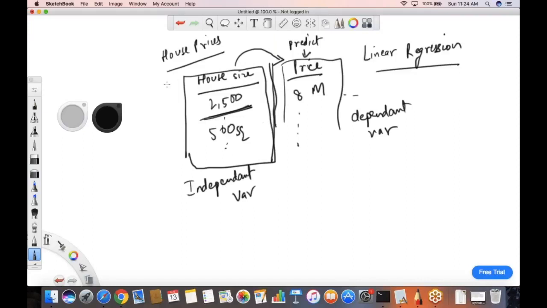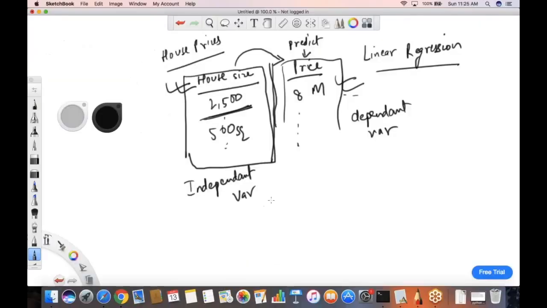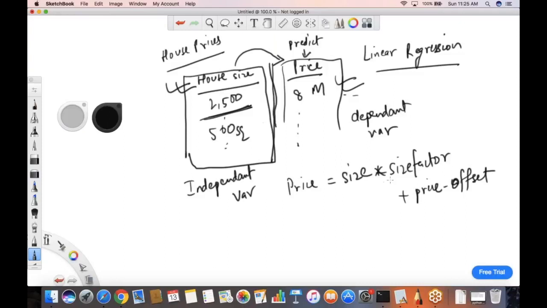So basically, we are going to use the house size to predict house price. How? By the equation that we just saw there. So price equals the house size times size factor plus price offset. So we know what the price is, we know what the size is, we don't know what the size factor and the price offset are. Okay, TensorFlow will help us compute these two.